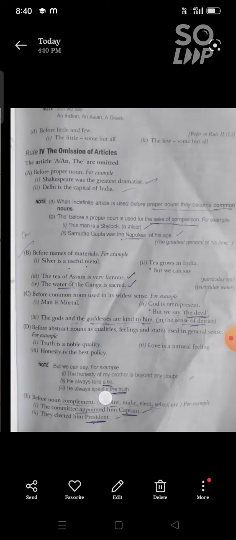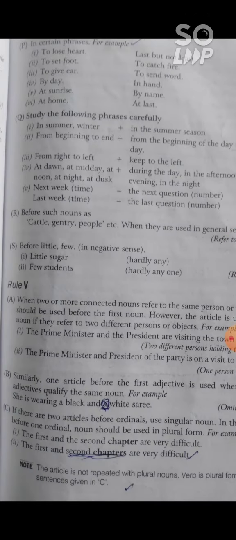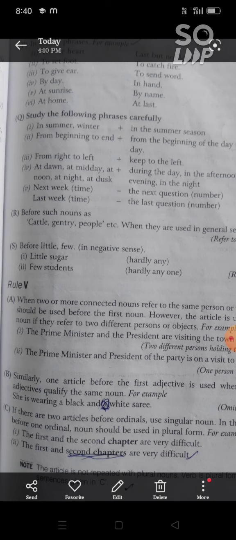And one more important point here is certain phrases: to lose heart, to set foot, to give ear, by day, at sunrise, at home, last but not least, to catch fire, to send forth, to send word, in hand, by name, at last. Before these certain phrases we never use any articles. It is the most important point. Many times they ask in exams, where unnecessary articles are used before certain phrases.